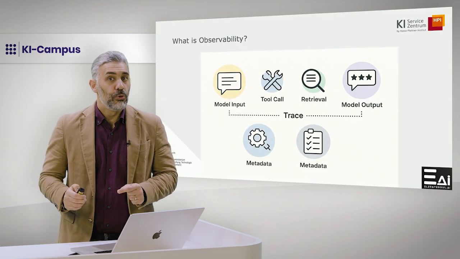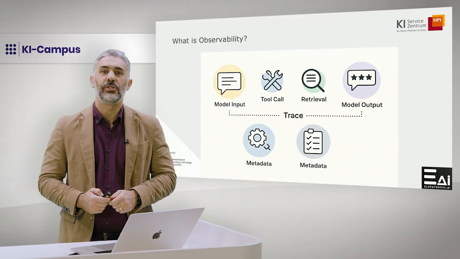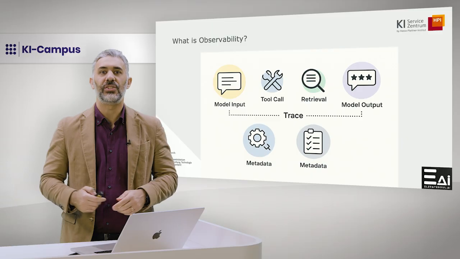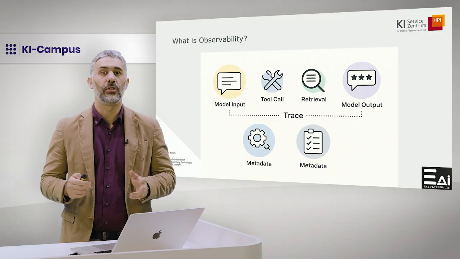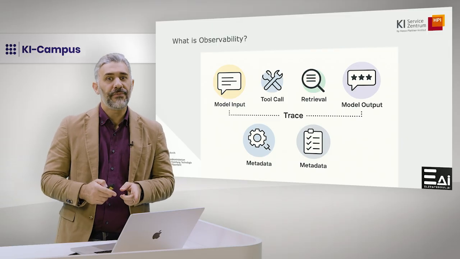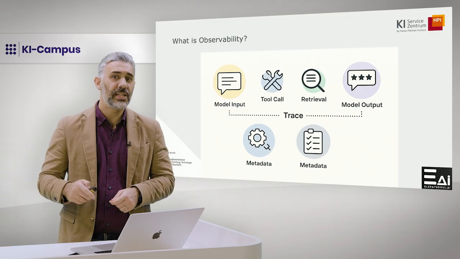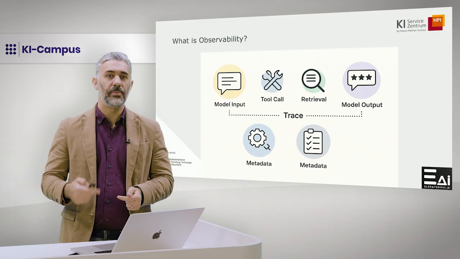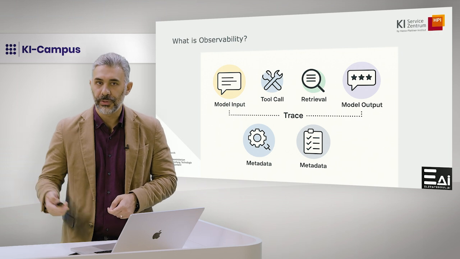Before we look at tools or workflows, let's clarify what observability actually means in the context of agentic AI systems. In traditional software, observability is about logs, metrics, and traces. Enough information to understand what a system did and why. For agentic AI systems, the idea is similar, but the data we need is much richer and more complex.